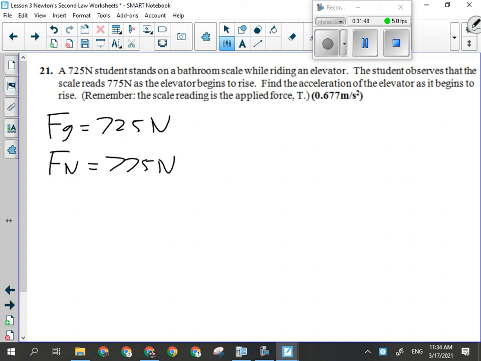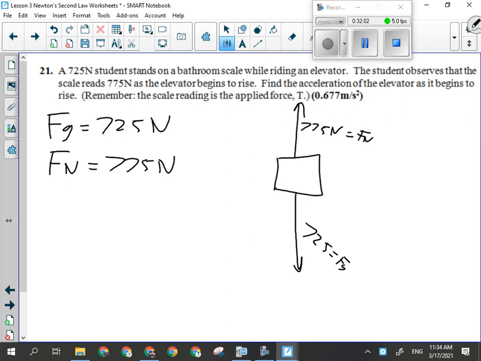Right now I can draw the free body diagram. 775 newtons, and I can draw this 725 newtons. That's Fg. That's F normal. What do I not have? Mass. But if I remember, this is how I calculate the force of gravity. So all I have to do is take the 725 and divide by 9.81, and I'll have the mass, and then it's just a matter of net force, 50 newtons, divided by the mass. That's where we'll get that 0.677 meters per second squared up.